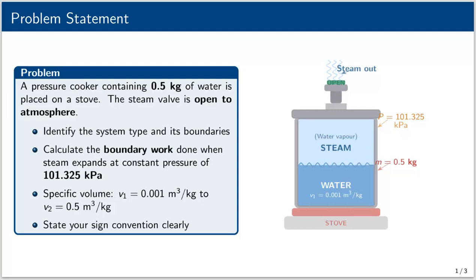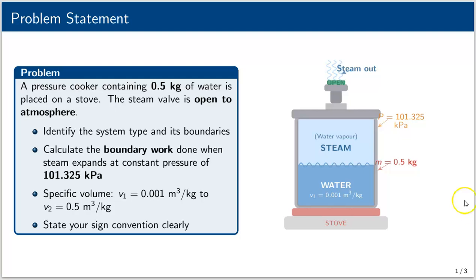Second, calculate the boundary work done when steam expands at constant pressure of 101,325 kilopascal, given that the specific volume changes from V1 0.001 meter cube per kg to V2 0.5 meter cube per kg. And third, state our sign convention clearly.